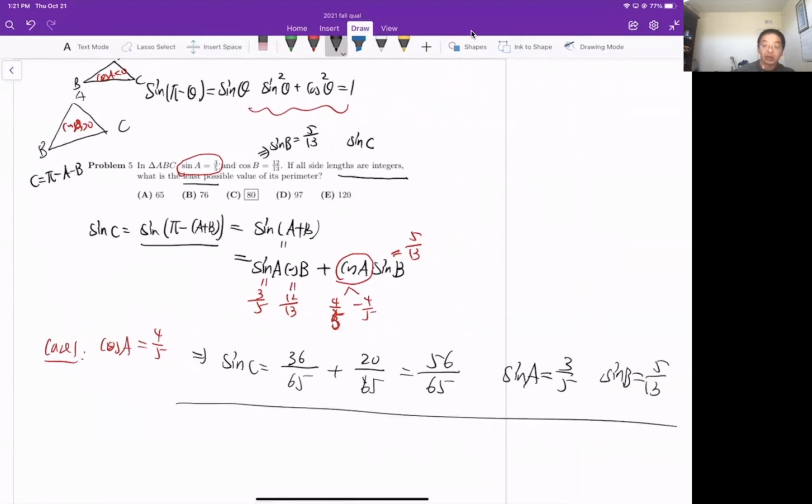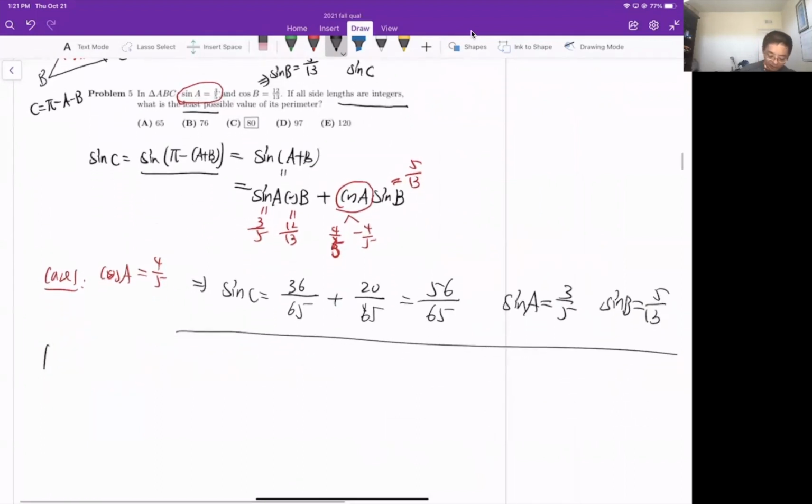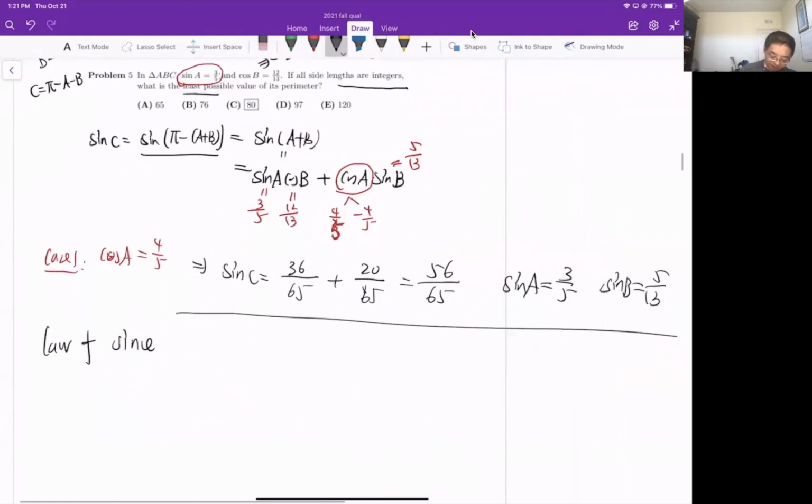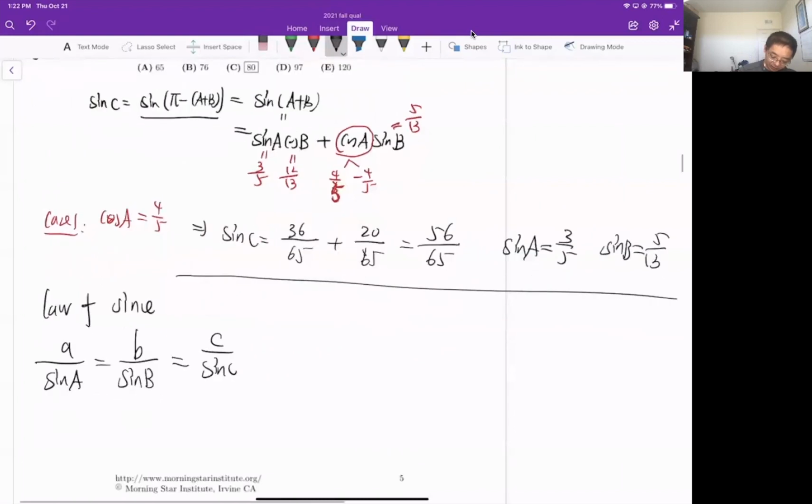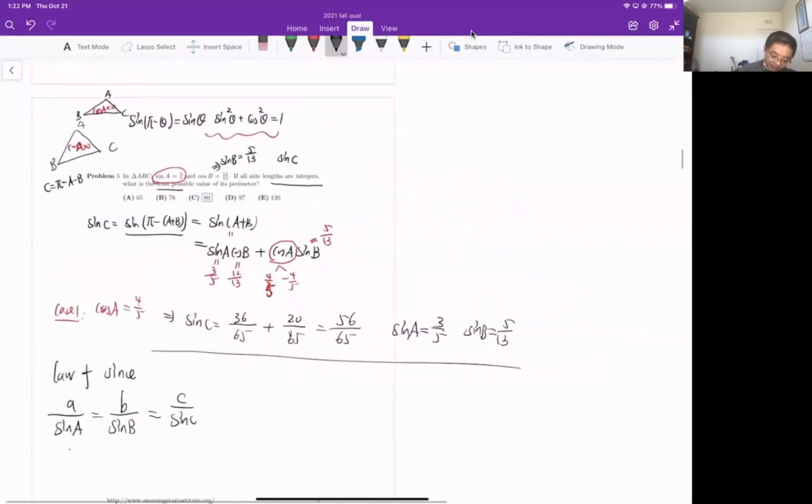Now we recall the law of sine, right? Law of sine says a over sine A, the corresponding sine, right? So a over sine A equals b over sine B equals c over sine C. So here is the sine. This is a, this is b, and this is c, right?